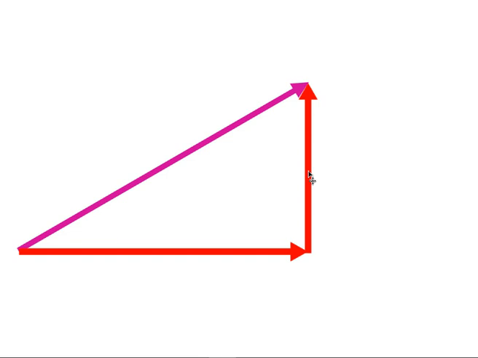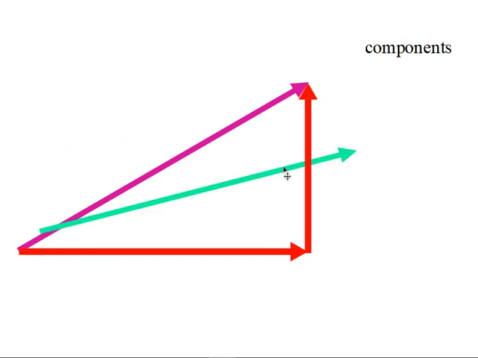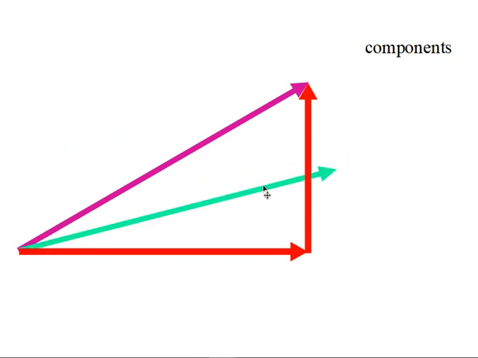And in fact, it's not the whole story. But these two vectors, which add up to this vector, are called the components of this vector. The things that make it up, the components. But note, these two vectors also add up to the purple vector.